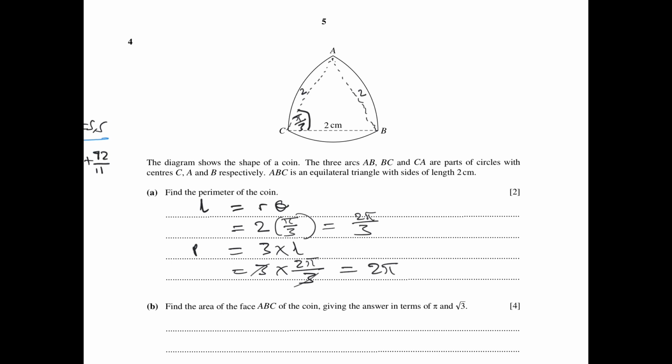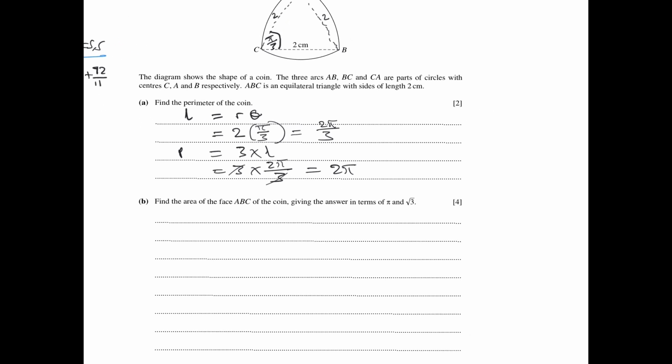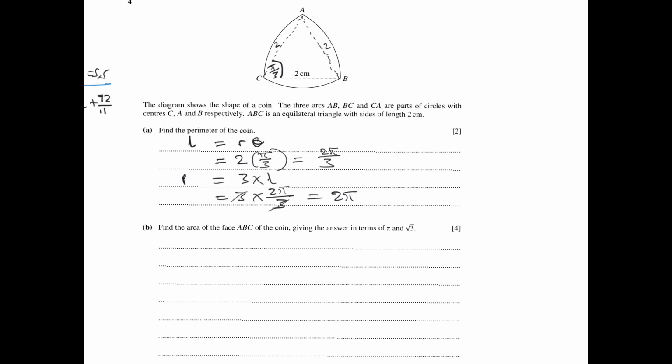Okay, now moving on to the B part. We are to find the area of the face ABC of that coin, giving the answer in terms of pi and square root of 3. Please take note that to get the area of that coin, we need the area of the triangle, which is the equilateral triangle. And then we also need to get the area of this segment here. How do we get that? We will need the area of the sector ACB. When we have that area of the sector, we subtract the area of the triangle so that we can get that. The moment we get that, we know that this area here, which I've shaded in red, is also equal to that, and it's also equal to that.